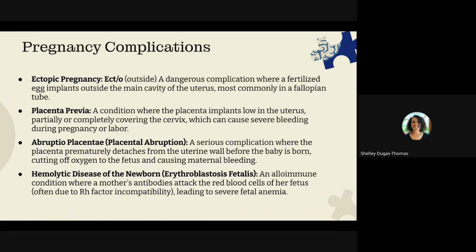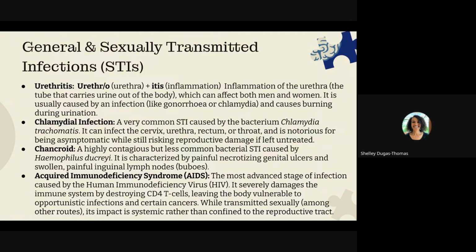Ectopic pregnancy is ec or ecto, meaning outside. The fertilized egg implants outside the uterine cavity, usually inside the narrow fallopian tube. Abruptio placentae. Abruptio means to tear away, and the placenta prematurely breaks away from the wall of the uterus. So these are just some more general terms for STIs, sexually transmitted infections.